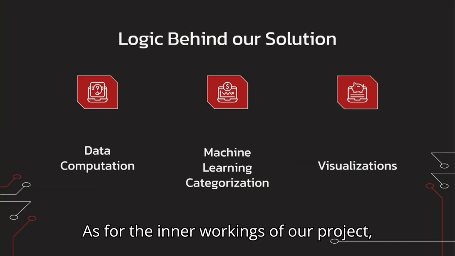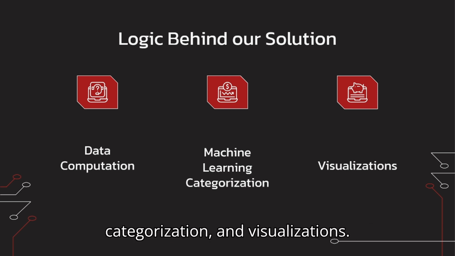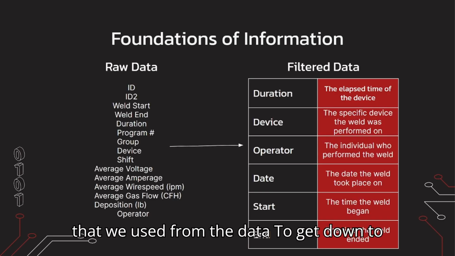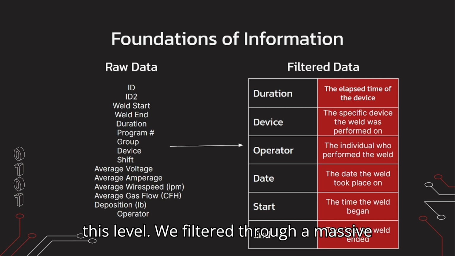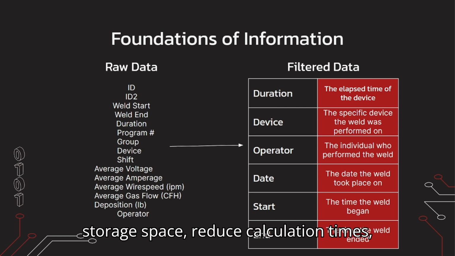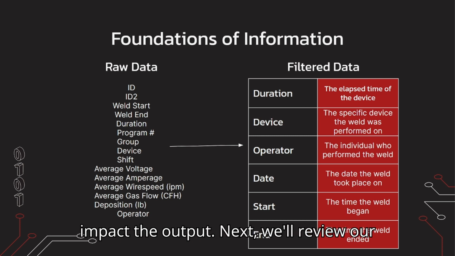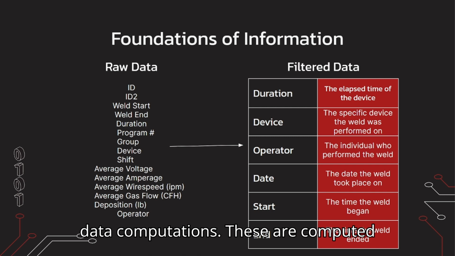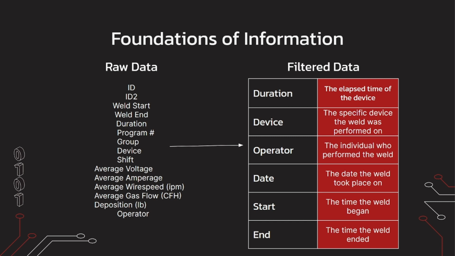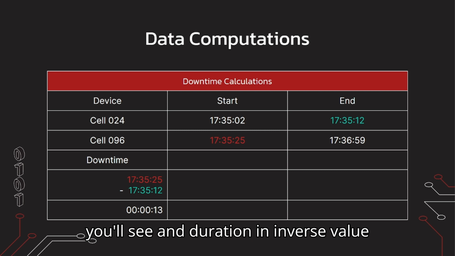As for the inner workings of our project, there are 3 key areas to understand: data computation, machine learning categorization, and visualizations. For the first, you'll note the values that we used from the data. To get down to this level, we filtered through a massive amount of information to reach only the key values required. This is to both save storage space, reduce calculation times, and limit the number of variables that impact the output. Next, we'll review our data computations. These are computed values that are not originally included in the dataset, but are important for us to make further analyses. These include downtime, whose formula you'll see, and duration, an inverse value of downtime.